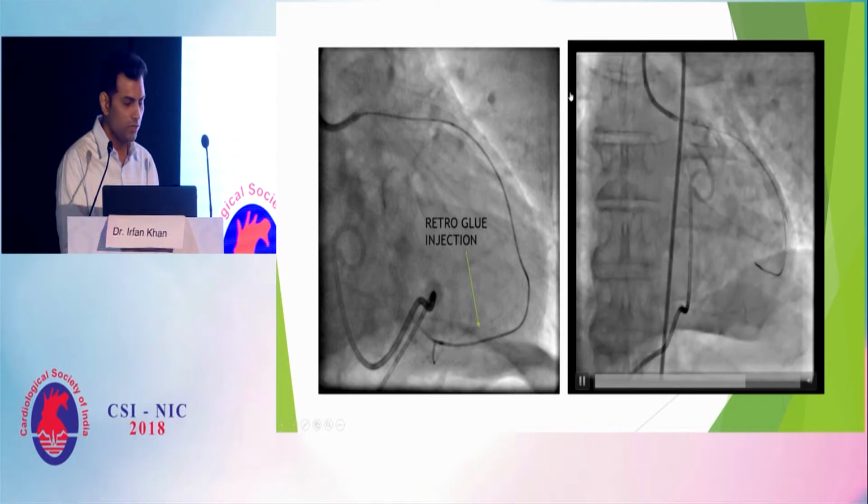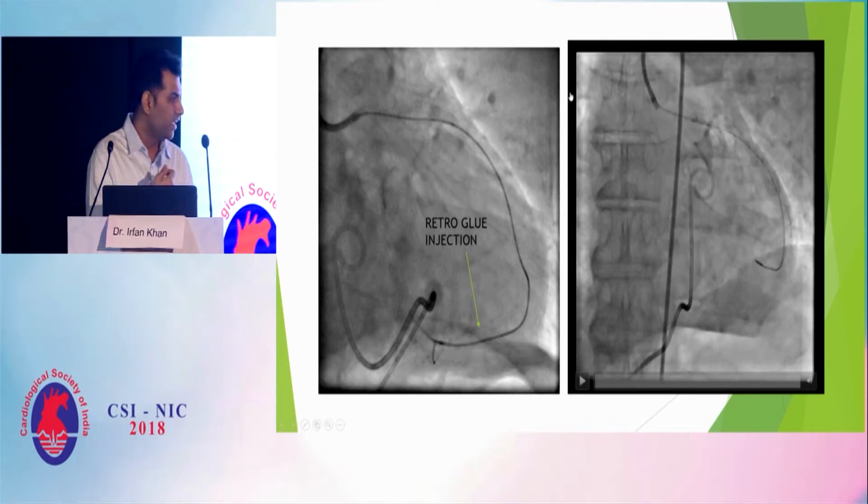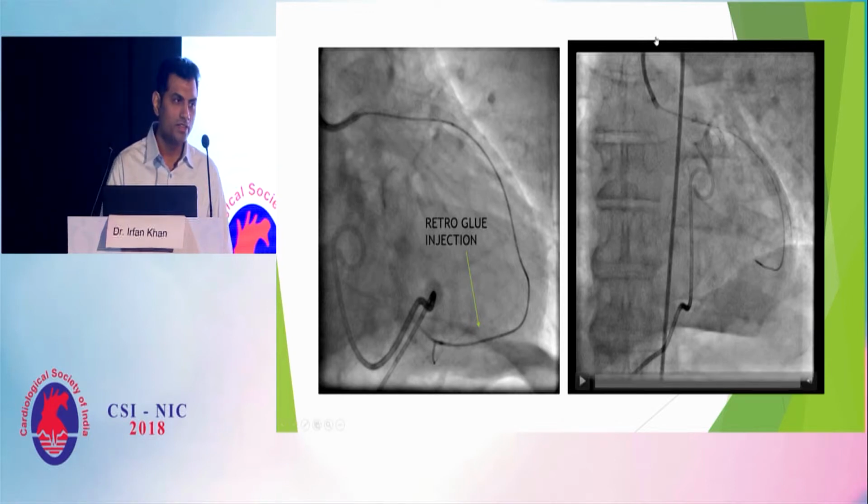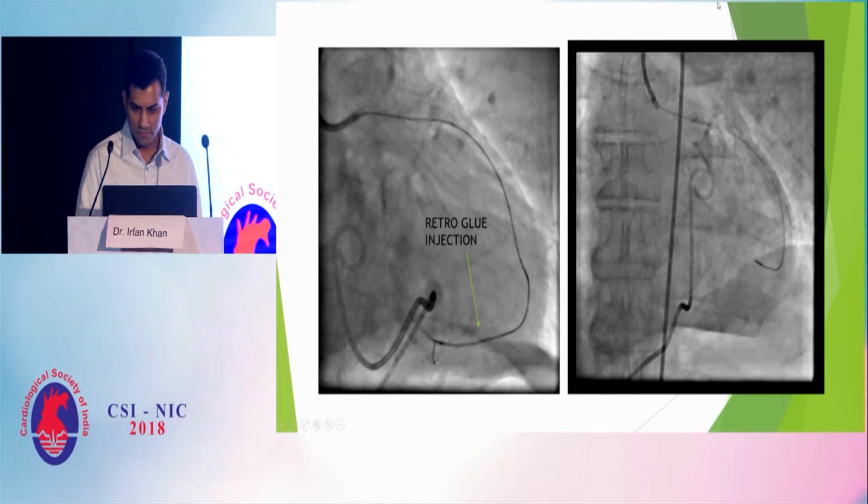But what happens is that usually when you inject glue, it's like hit and run. You cannot stay there for a period of time. So probably what happened, I don't know, but the glue was injected and the Corsair was tried to be pulled out, but the Corsair could not be pulled out. Despite that, the patient had chest pain, persistent hypotension and all. So the patient went for CABG.